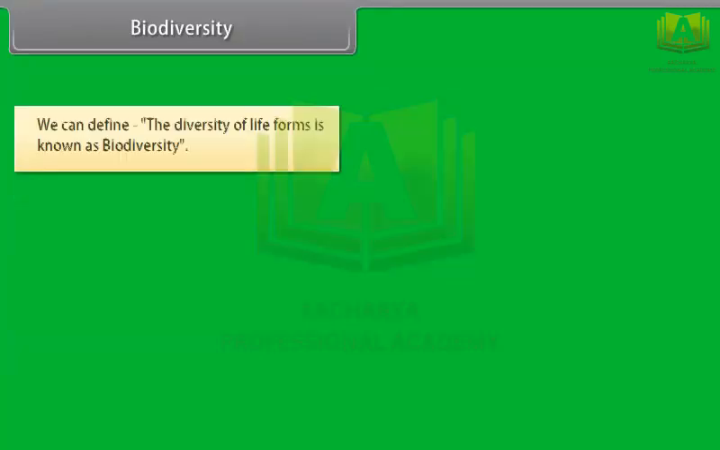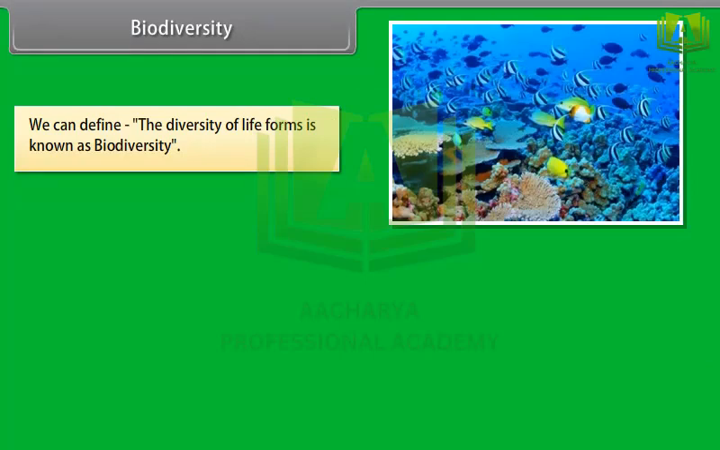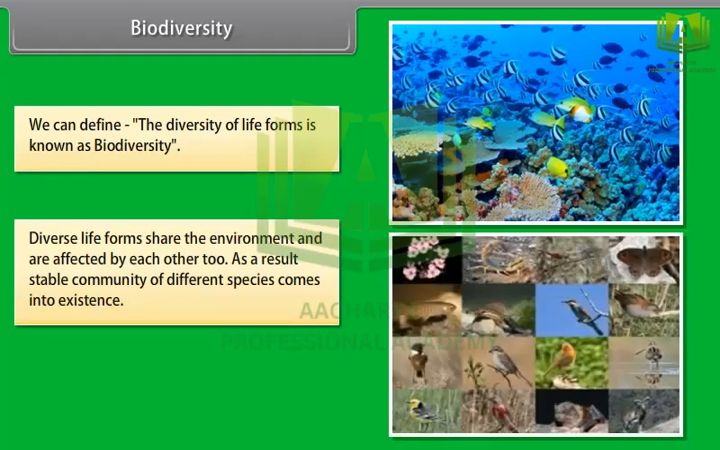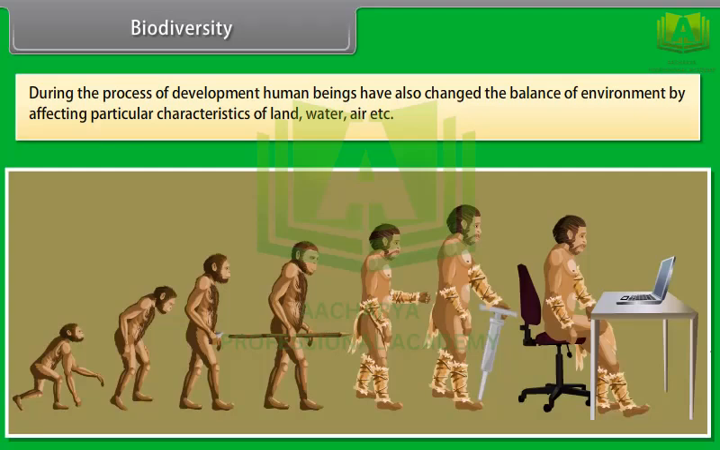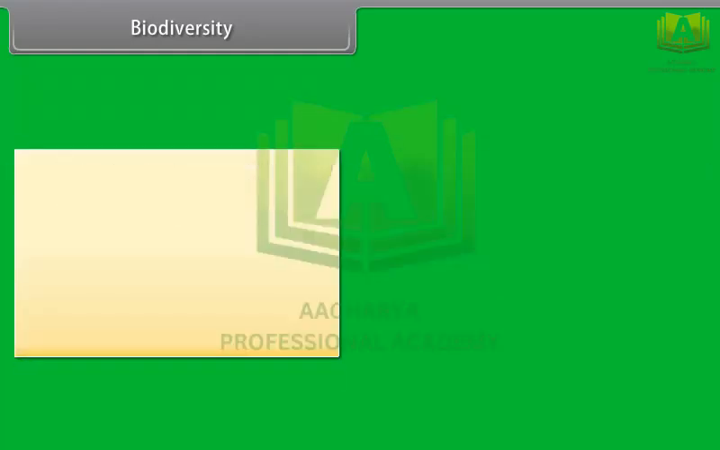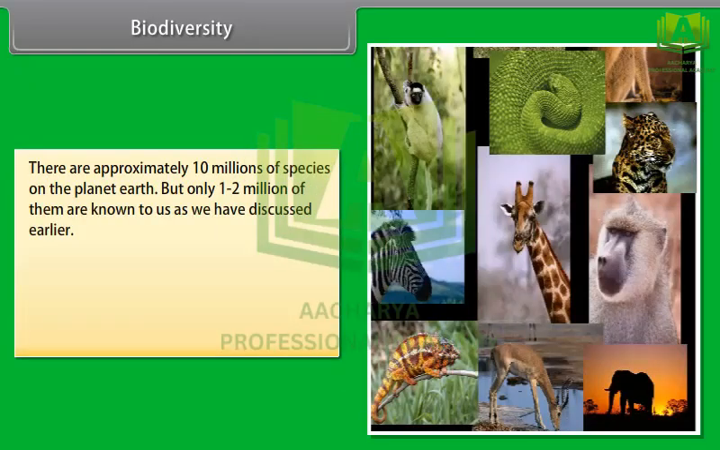Biodiversity. We can define the diversity of life forms as biodiversity. Diverse life forms share the environment and are affected by each other too. As a result, a stable community of different species comes into existence. During the process of development, human beings have also changed the balance of the environment by affecting particular characteristics of land, water, air, etc. There are approximately 10 million species on the planet Earth, but only 1 to 2 million of them are known to us, as we have discussed earlier.